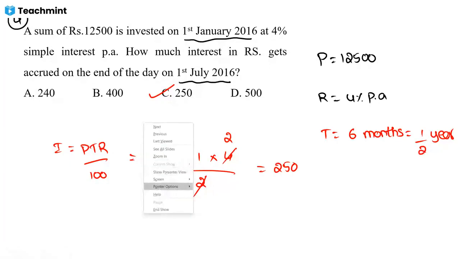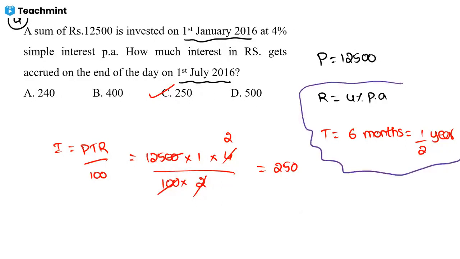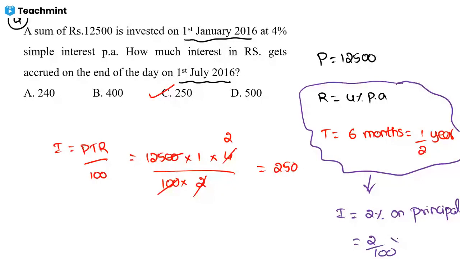Or else the other approach is without using formula. Rate of interest is 4% for 1 year. For half a year or 6 months, interest is nothing but 2% on principal. For 1 year 4%, half a year means 2%. 2% on principal. So principal is 12,500. 2% means 2 divided by 100. It will also give the same answer, 250.